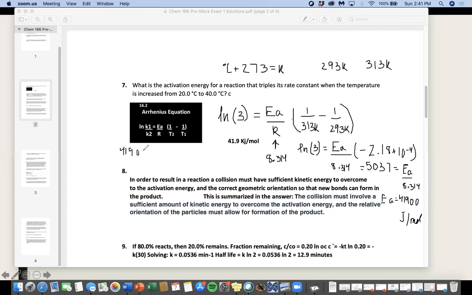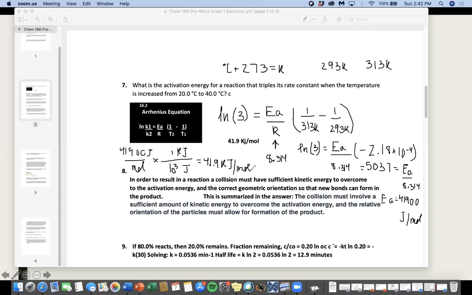41,900 joules per mole times 1 kilojoule is 1,000 joules, or 10 to the third joules, and that equals 41.9. So 41.9 kilojoules per mole.